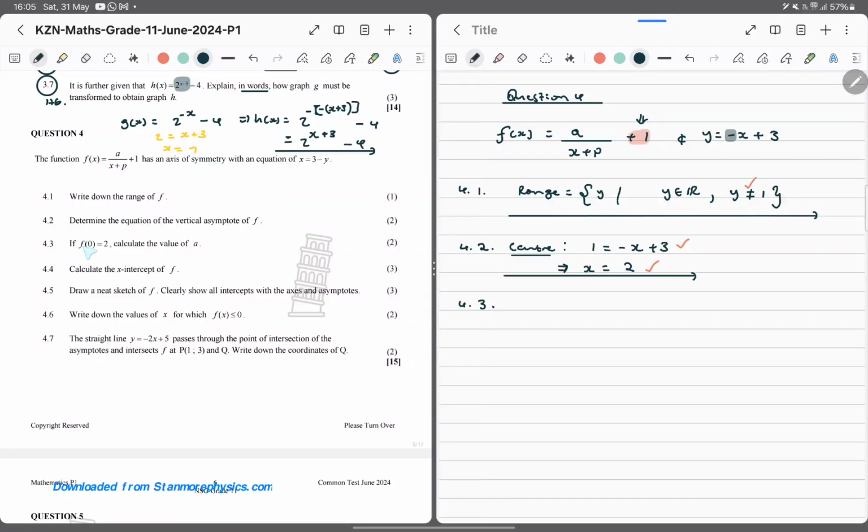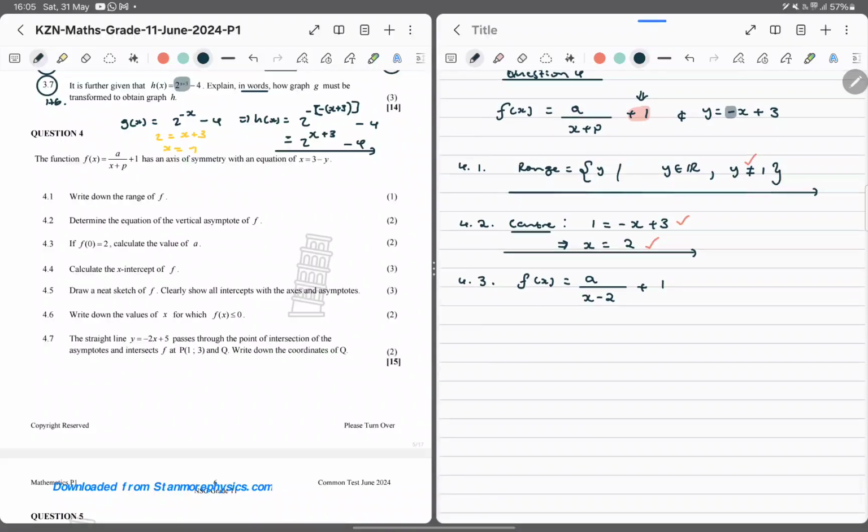4.3 says, if f of 0 is 2, calculate the value of a. Now we are told a point, so we know that f of x is a over x. Now this goes into the equation as minus 2 plus 1. We need to write that.